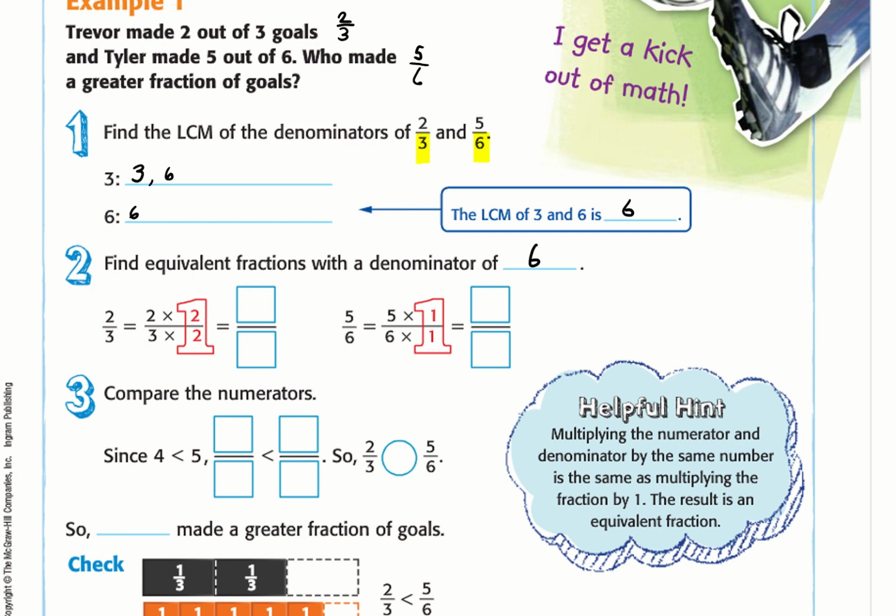And how to do that? I know 3 times 2 is 6. And whatever I do to the bottom, I must also do the top. So I get 4 out of 6, because 2 times 2 is 4.